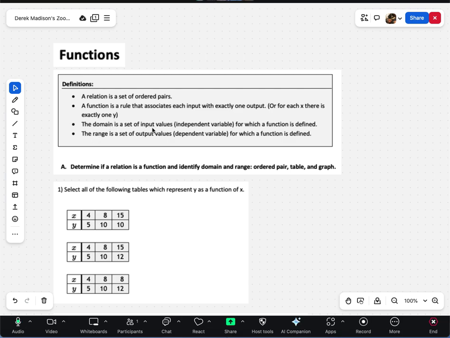Domain is going to be the set of our input values, so what we would think of as the x's, and that's going to be our independent variable is another name for that. And the range is going to be a set of the output values, or the dependent variable. We choose a value for x, and then y depends on that value of x, so independent and dependent. So domain is associated with x's, and range is associated with y's, or inputs and outputs.